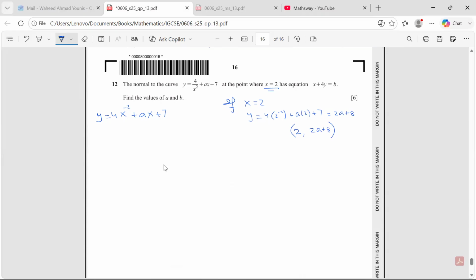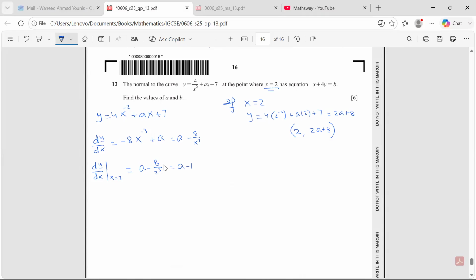Okay, now the second part, what is the slope of the tangent? dy by dx is going to be minus 8 times x to the power minus 3 plus a. Am I right? I can write minus 8 over x cubed plus a. And let me find it when x is 2. Okay, so when x is 2, minus 8 over 2 to the power 3, which is 8, again plus a, so minus 1 plus a. Okay, so this is the slope of the tangent line, right?